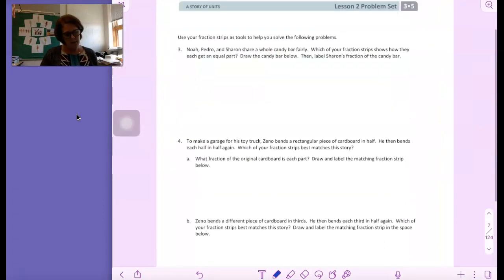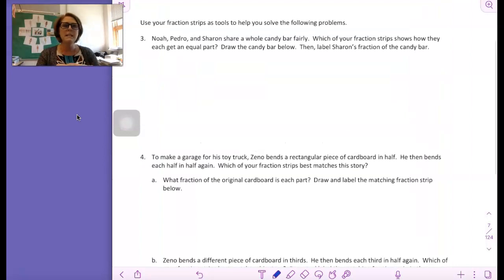Let's take a look at number 3. Number 3 says Noah, Pedro, and Sharon share a whole candy bar fairly. Which of your fraction strips from the daily video shows how they each get an equal part? Draw the candy bar below. Then label Sharon's fraction of the candy bar.